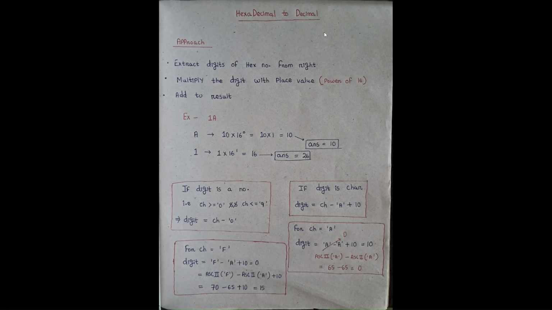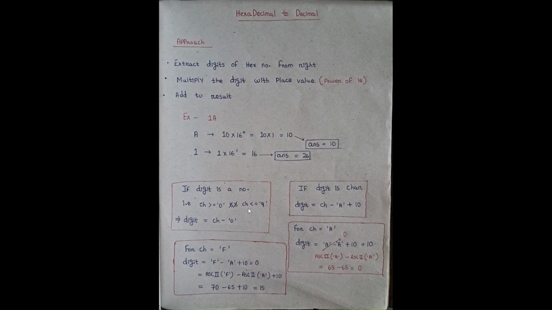Now, this approach seems really simple, but there is a twist that we have to consider. When we extract digits like 1, 2, 3, 4, there is no problem. We can simply multiply them by the corresponding place value. But when we get characters like A, B, C, D, E, F, we need something to map those characters to their corresponding digits, such that A refers to 10, B refers to 11, and F refers to 15.